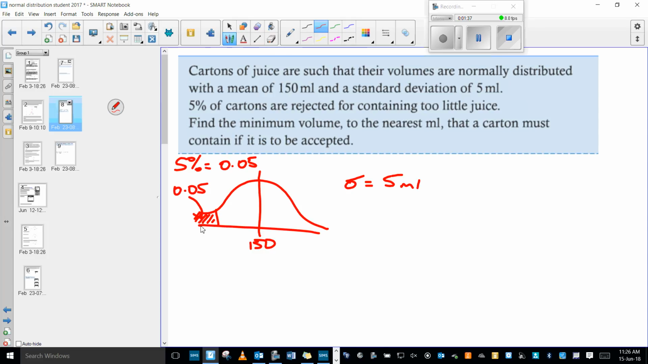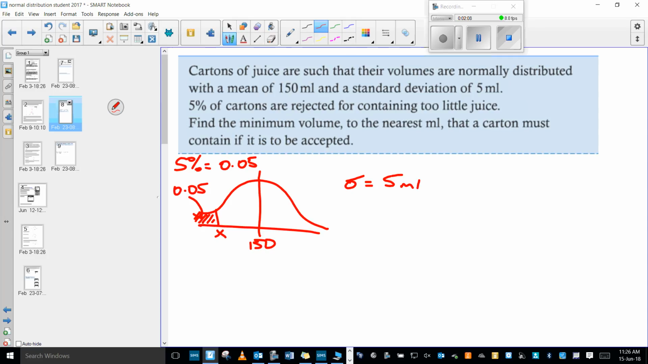Wait, how did you know it's on the left? Because it says they're rejected for containing too little juice. So if your mean's 150 and you haven't got enough juice in there, it has to be over this side of it. We need to find the minimum volume that a carton must be if it's to be accepted, so obviously we're trying to find this value here. The minimum volume means it's the smallest amount that we are going to accept.